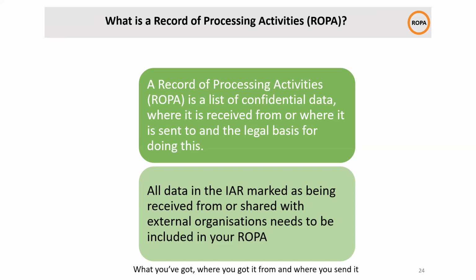And what we need to be doing is making sure that all data in the information asset register marked as being received or shared with other organizations needs to be within the record of processing activities. So hopefully you can start to see the sense with this, that in order to demonstrate that you comply with those legal requirements, you need to be aware of and have a record of what data you've got, where it is, and you also need to have a record of what you do with it. And that's simply what the information asset register is and what your record of processing activities is. So it's forcing you to think through your responsibilities under data protection and GDPR.